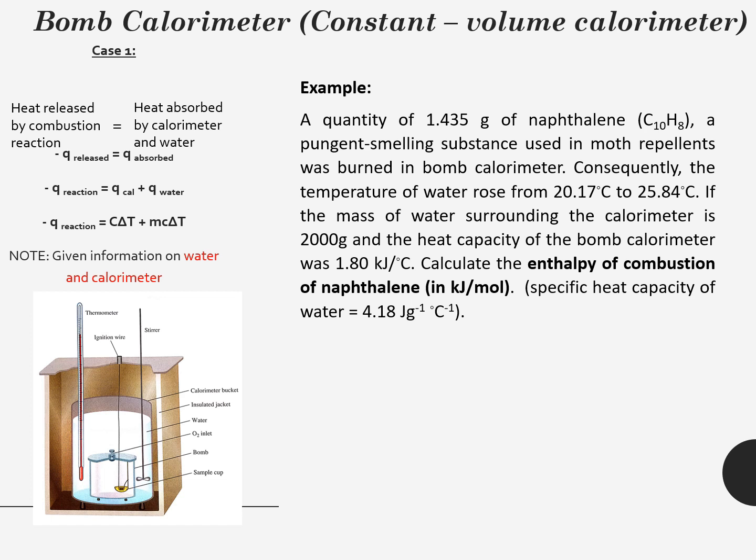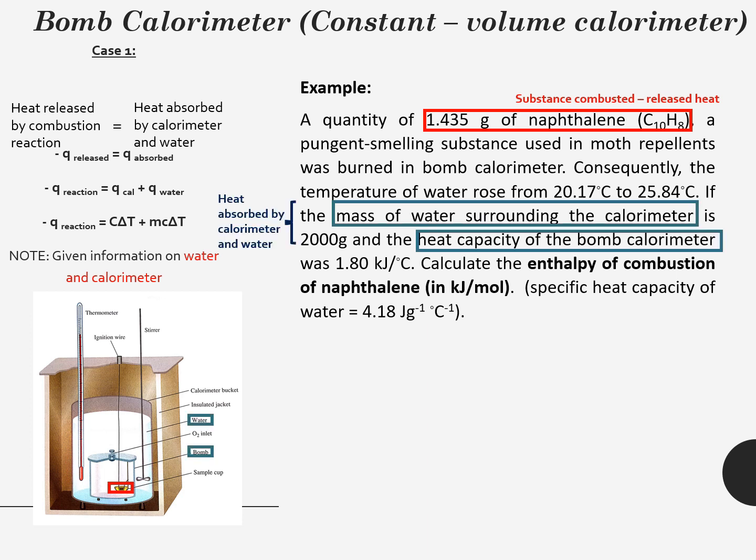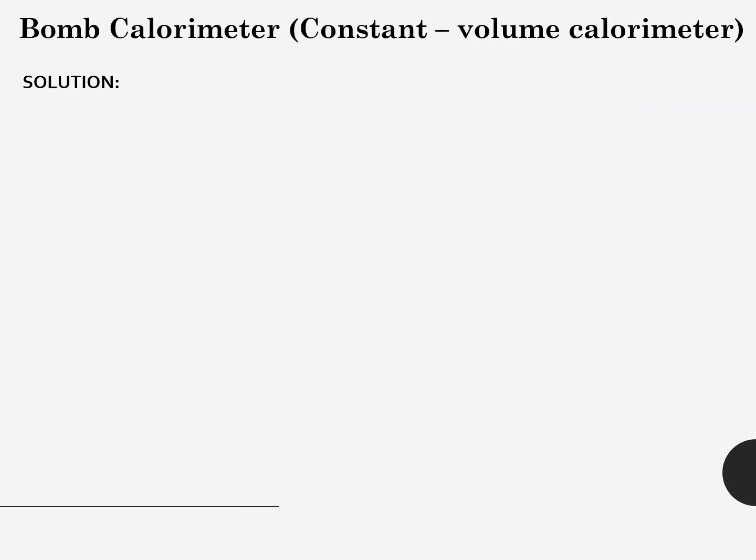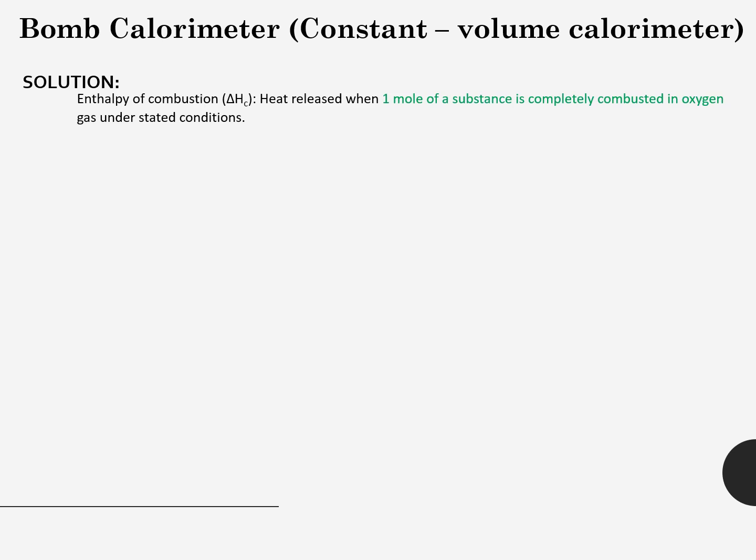From the question, we can see that naphthalene is the substance being combusted and releasing heat. And the surrounding here is water and also calorimeter, since the mass of water and the heat capacity of the calorimeter are given. To solve this question, first, we shall look at the definition of enthalpy of combustion. It is defined as the heat released when 1 mole of a substance is completely combusted in oxygen under standard conditions. And the substance that is combusted here is naphthalene.